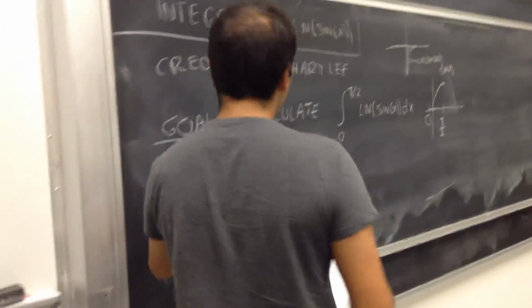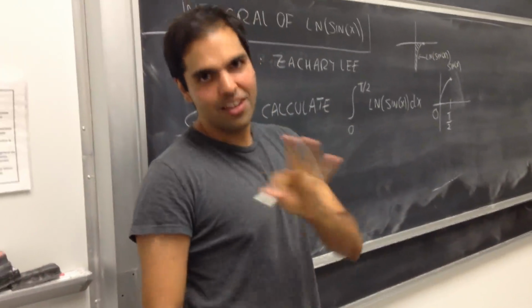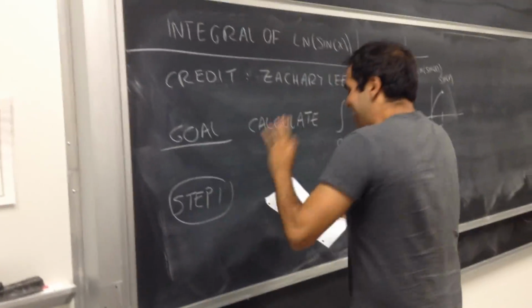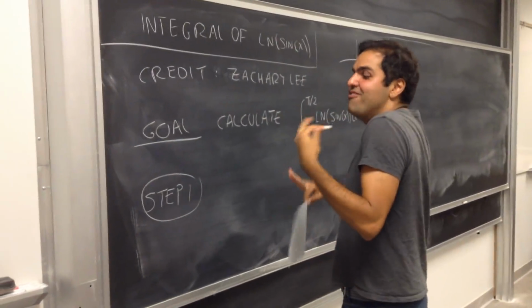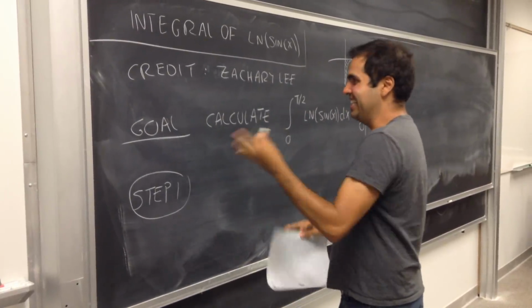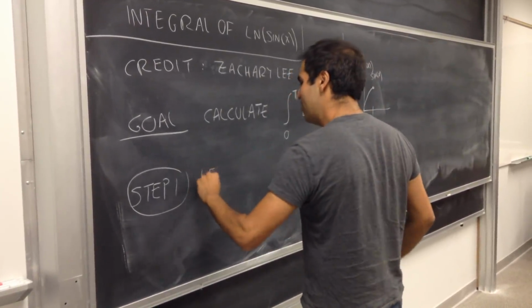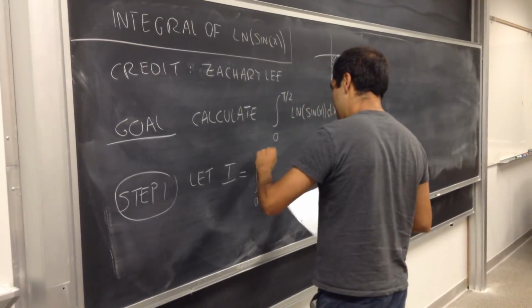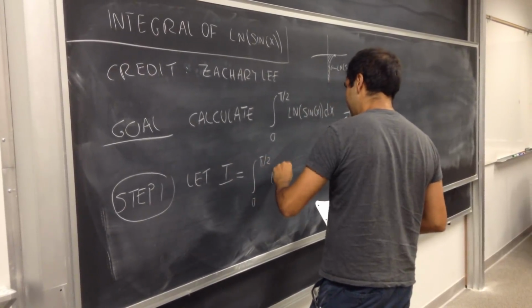It's actually very, very cute, although Oreo is cuter. Because it's a very similar trick to the e to the minus x squared. So let I be our desired integral, the integral of ln of sine of x.